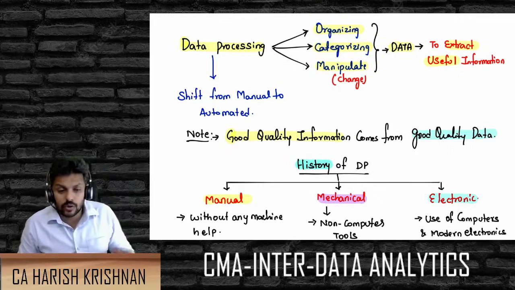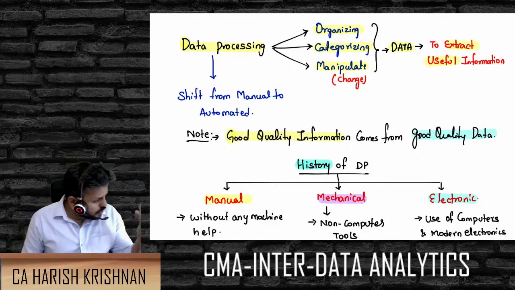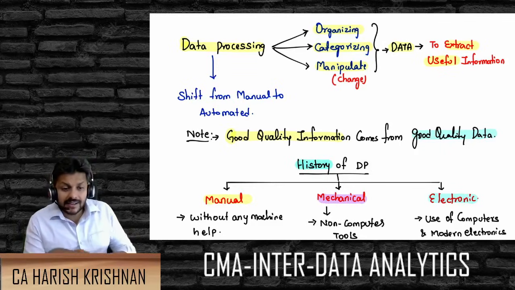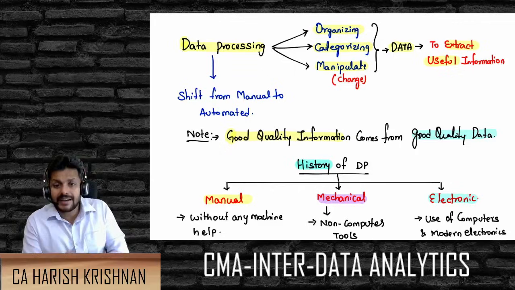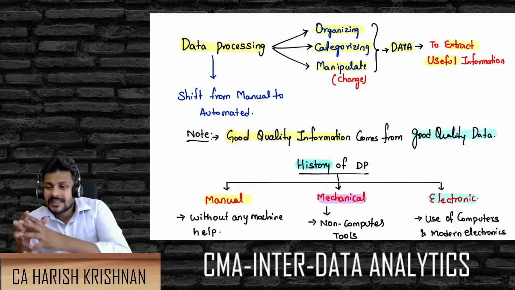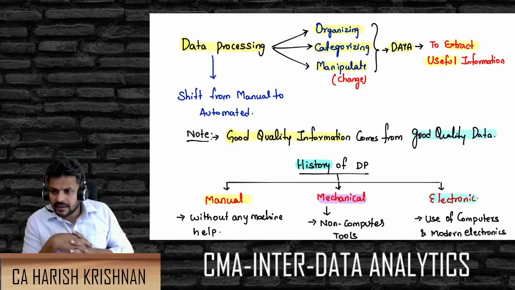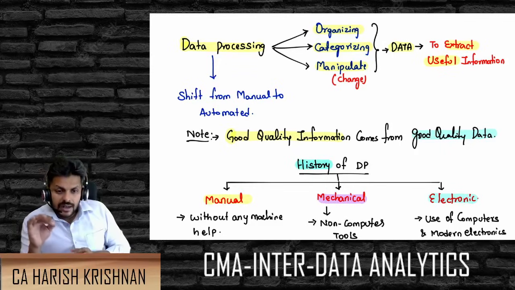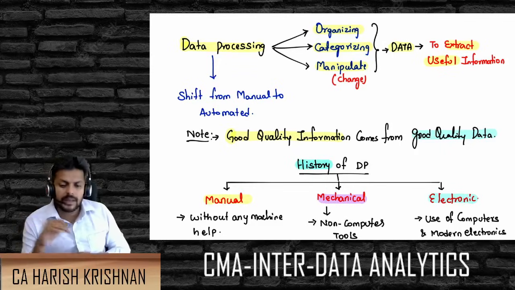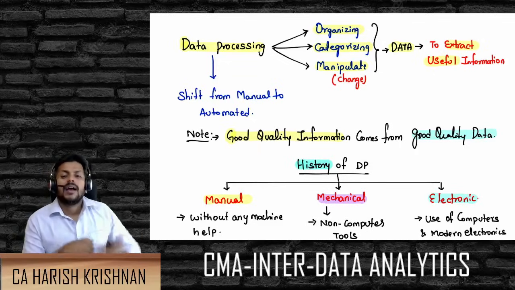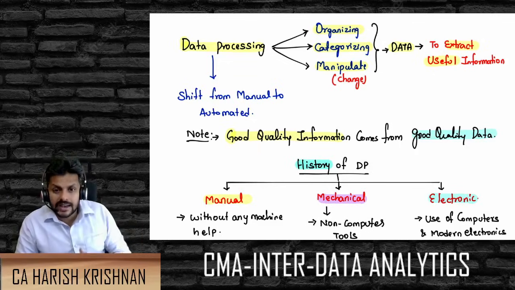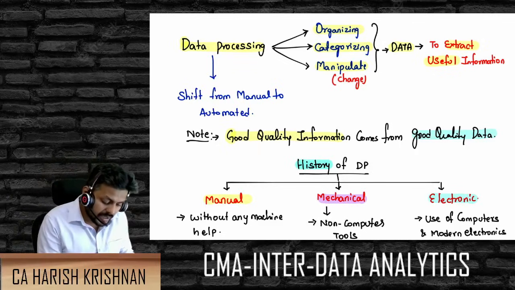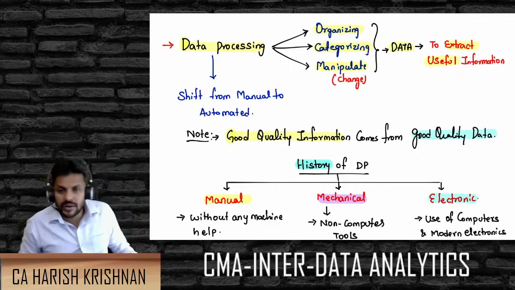Manipulate here means to make some changes. So you are taking raw data on one hand, then you are organizing it, categorizing it, and then making some changes to it, manipulating it, and then pulling some useful information out of that. That is called data processing. One more time in simple terms, what is data processing? Data processing is about organizing, categorizing, and manipulating the data to extract useful information. So that is the first and foremost insight you have to develop from this.